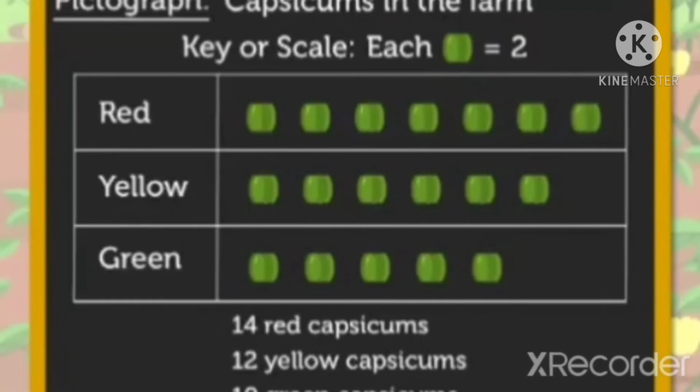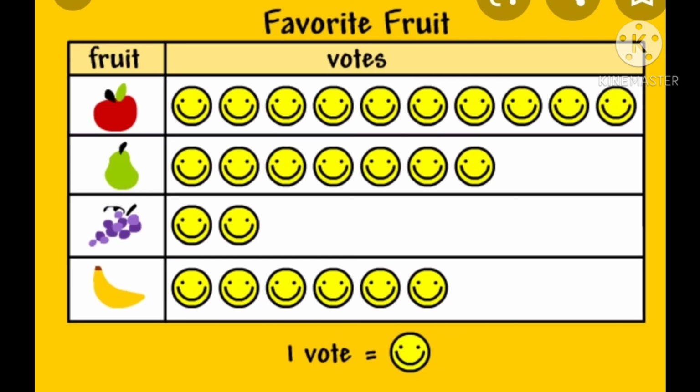the farm. From the information so obtained from the pictograph, we can say how many capsicums are there in all, whether red capsicums are more or yellow, and so on. Hence, we can obtain a lot of information from a pictograph. So children, use the pictograph and answer the questions.